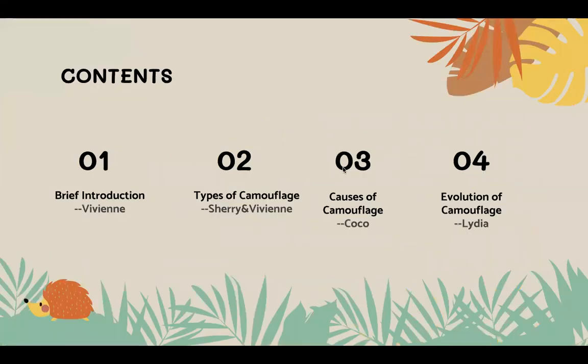Basically, we have divided our presentation into four parts. First, I will have a brief introduction, and then me and Sherry are going to talk about different types of camouflage, and then Coco is going to talk about the causes of camouflage, and at last, Lydia is going to explain the evolution of camouflage.